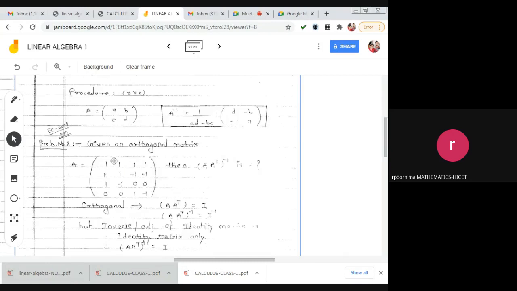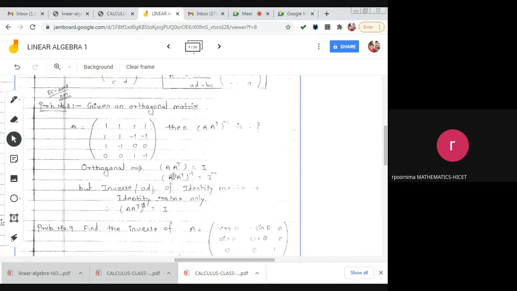Given an orthogonal matrix A equal to some given matrix, they ask what is A transpose inverse. Orthogonal means A transpose A equals I. That is the result you know: if a matrix is orthogonal, it satisfies the condition A transpose A equals I. So taking inverse on both sides, A transpose inverse equals I inverse. But the inverse of the identity matrix is the identity matrix only, no? So A transpose inverse is I only.